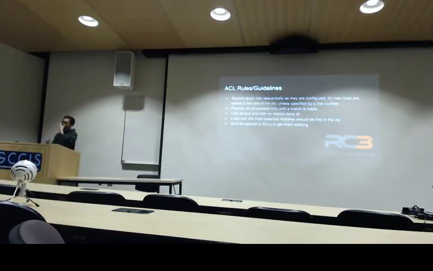So some other rules and guidelines. When you do an ACL, routers will apply these lists sequentially as you configure them, unless you give them a line number, and we'll get into that. Packets will be processed until there's a match made with the ACL. Once it makes a match, if you say deny, it'll deny, or if you say allow, it lets it through.